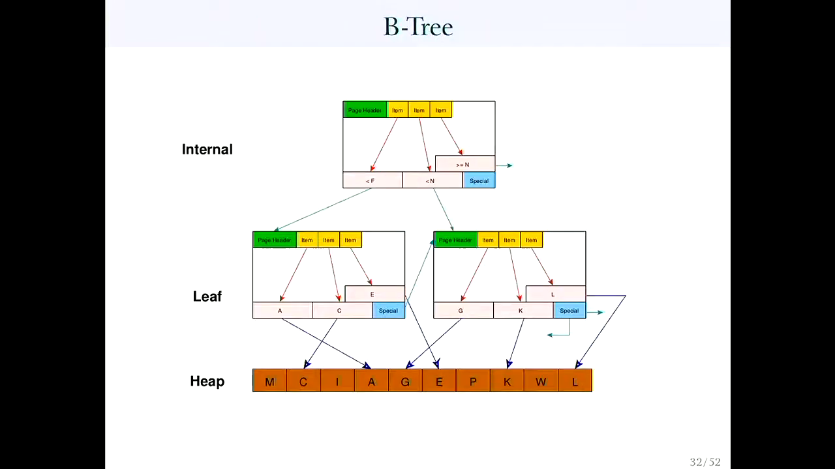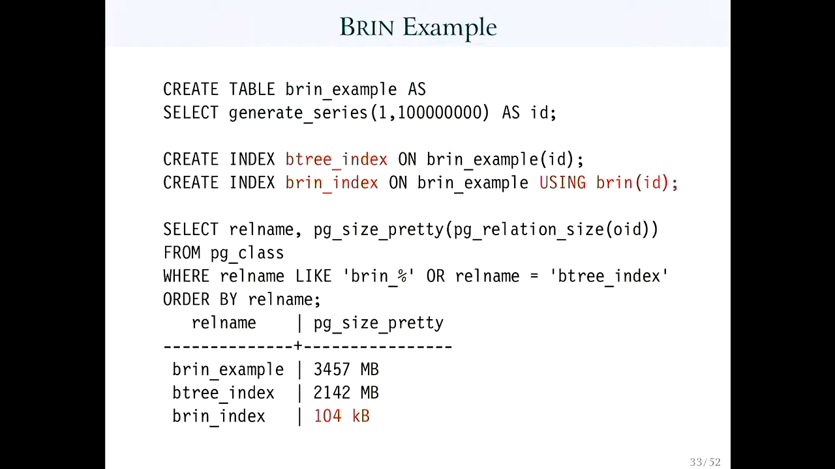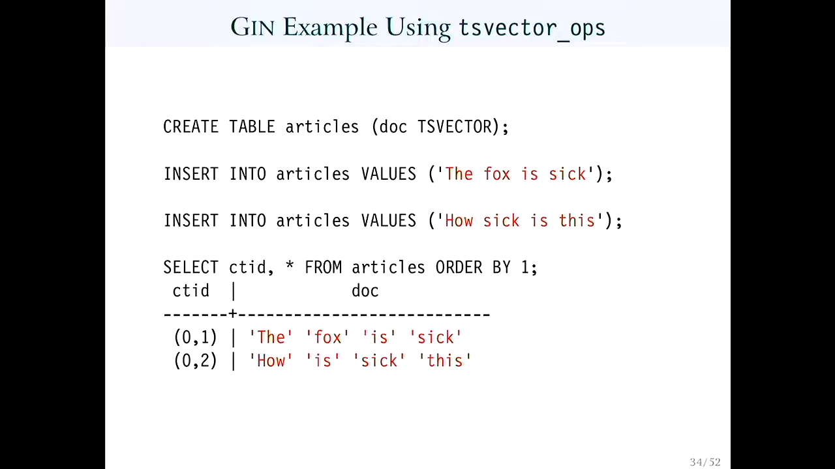Let's look at some examples. This is btree, standard structure. Everyone knows that one. For brin, here's an example. I'm going to create, I think, 10 million rows. I'll create a btree index and a brin index, and you can take a look. That's the size of my btree index, and that's the size of my brin index. Just dramatically different.